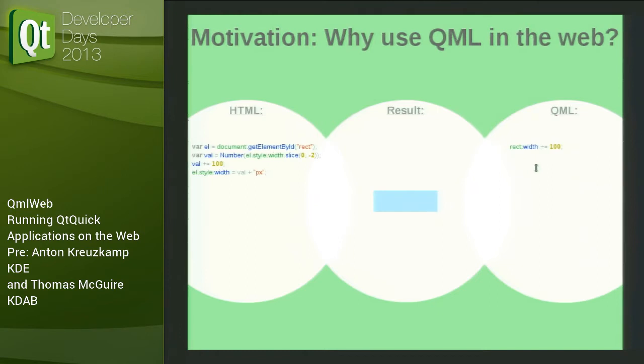So what happens if we want to increment that? In QML, it's one character more. We need a plus between the equals. In HTML, we first have to extract the value from the CSS string by cutting away the pixels, cast that to a number, then increment, and then write it back to CSS.